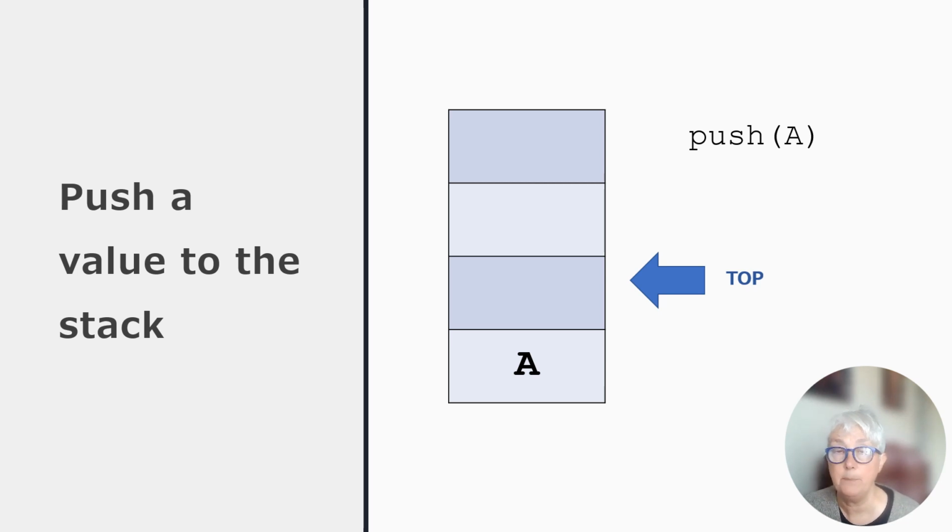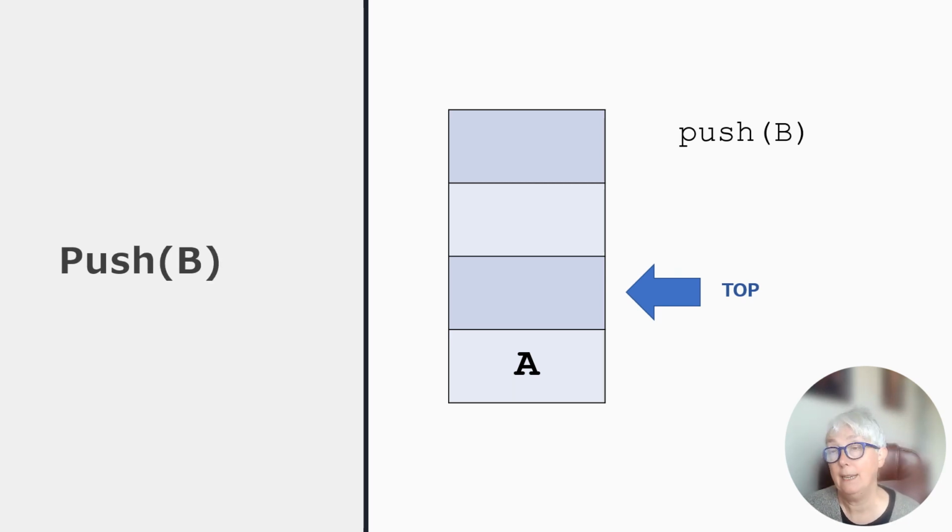So let's do that now. Push B. So imagine the next line of our program is push B to the stack. So we can see where the pointer is pointing to the empty space at the top of the stack. So push B. B goes into that empty space, and the top of the stack moves up by 1.